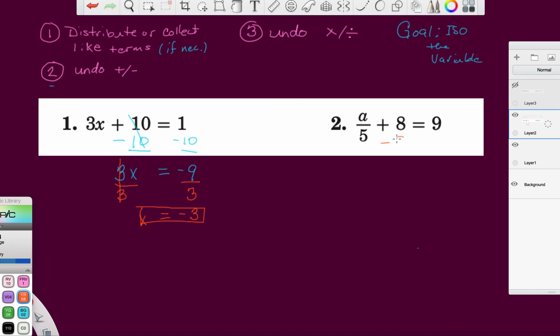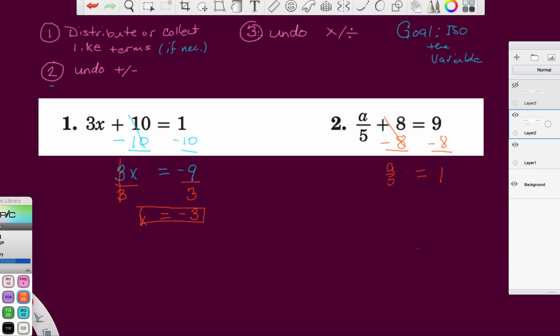So plus 8 minus 8, that's going to go away. Well, if I subtract 8 here, I have to subtract 8 over here. All right, 9 minus 8 is 1. And I'm left with a divided by 5 over here. And you put the equal sign right underneath it.